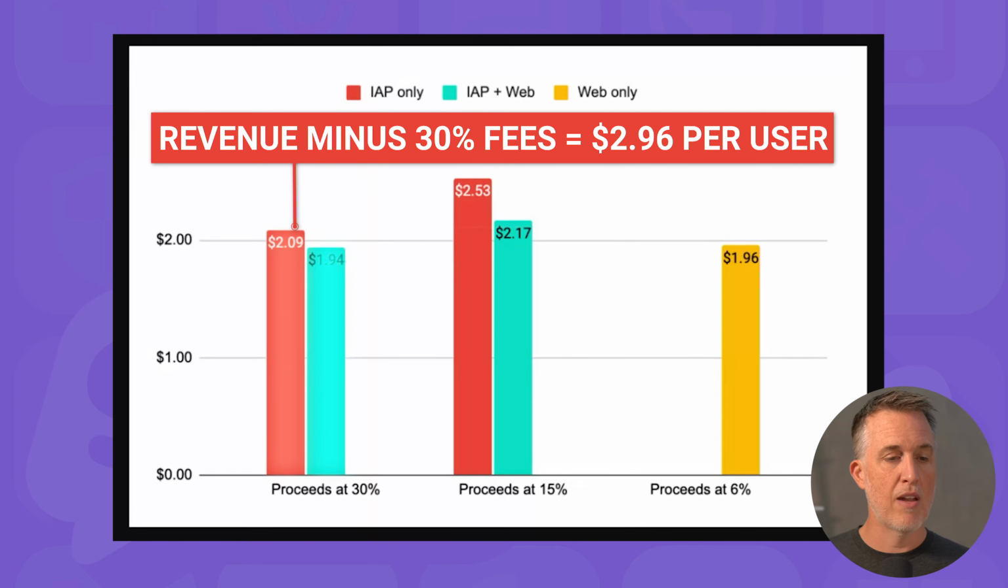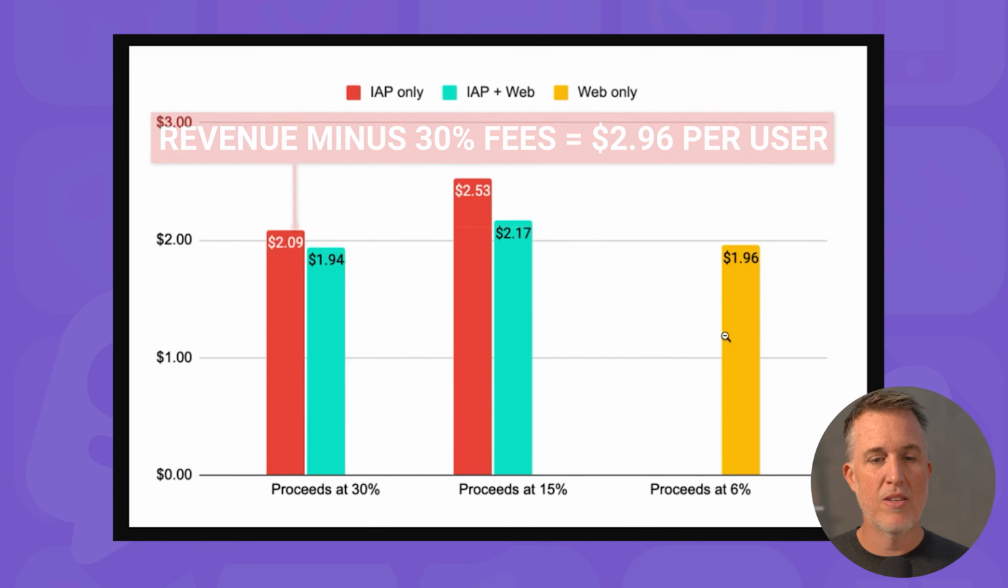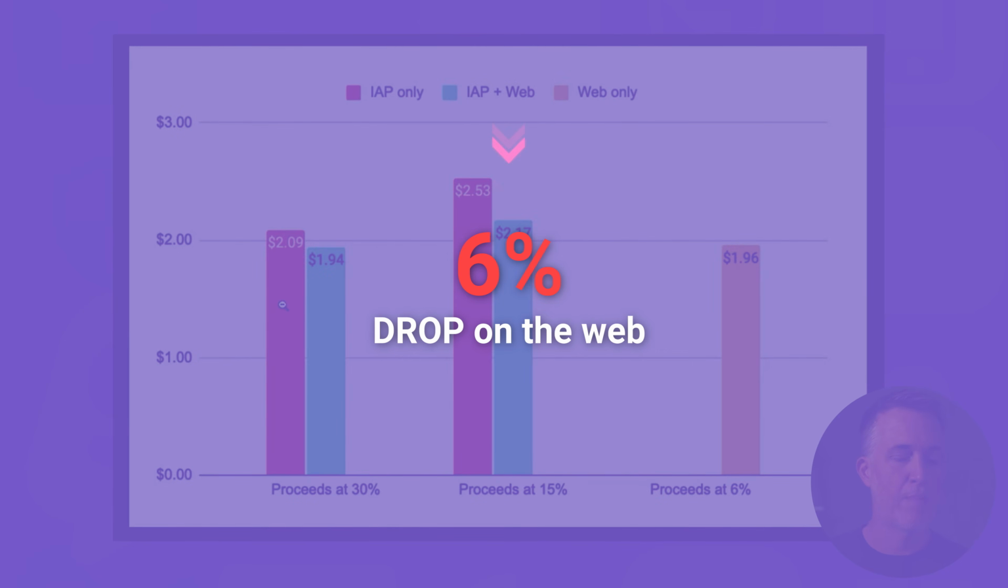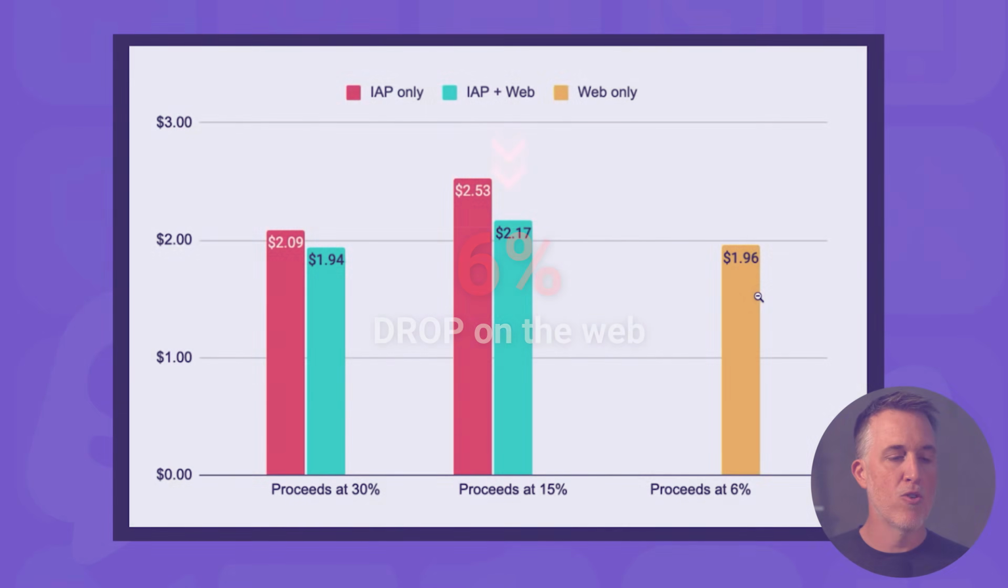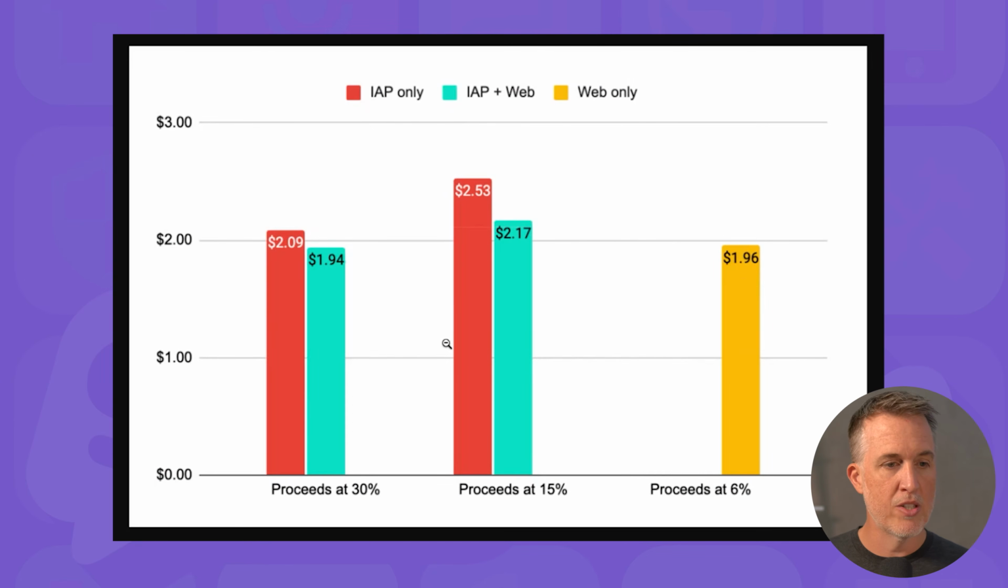So this is the realistic result of the experiment for Dipsea: it's pretty close to a wash. It's about a 6% drop in proceeds on the web versus the in-app purchase. And then the in-app purchase plus web overall did underperform just a tad.